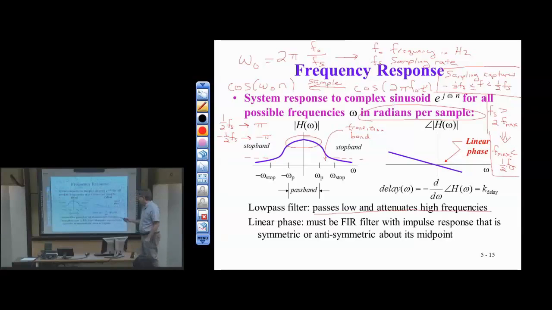Now linear. To get linear phase, and we'll get to the derivation in a second, I must have an FIR filter, but that's not enough. Necessary, not sufficient for linear phase. Next step, the impulse response has to be either symmetric or anti-symmetric about its midpoint. That seems a bit constraining, but it turns out a whole lot of FIR filters satisfy this condition. The averaging filter satisfies this condition. First order difference satisfies this condition.